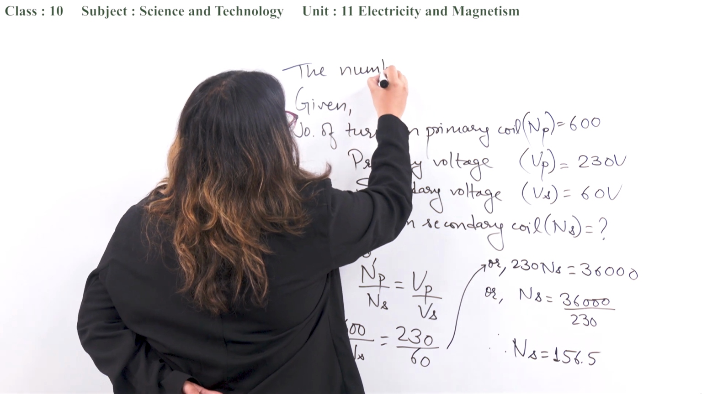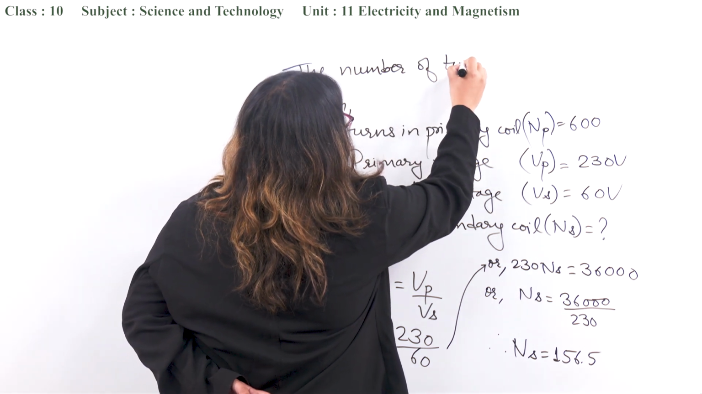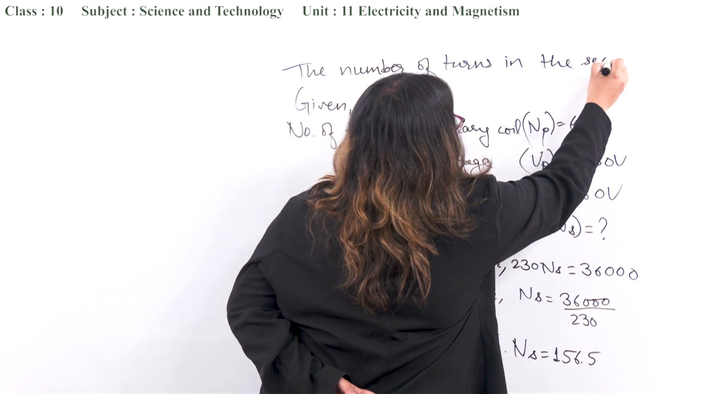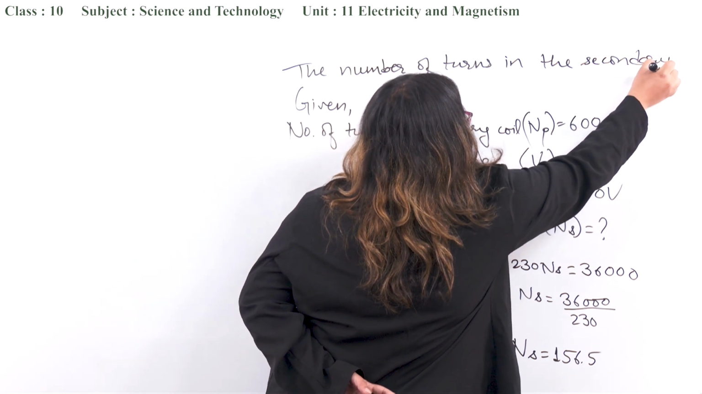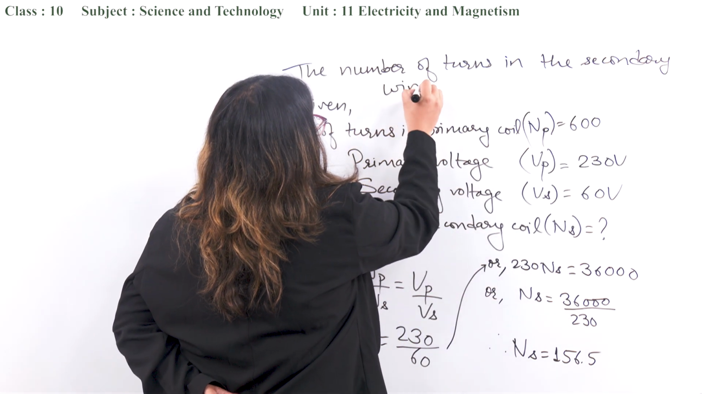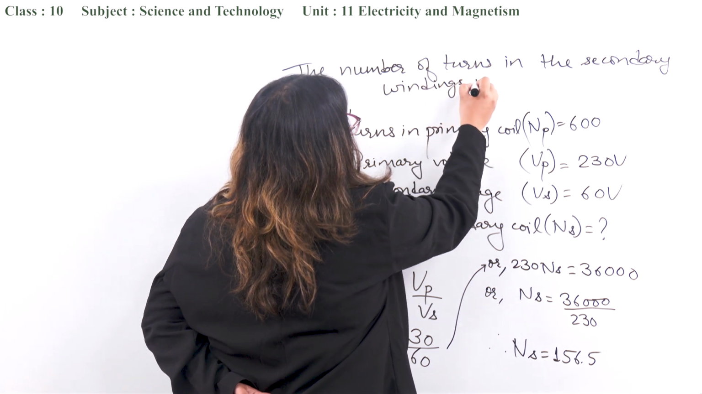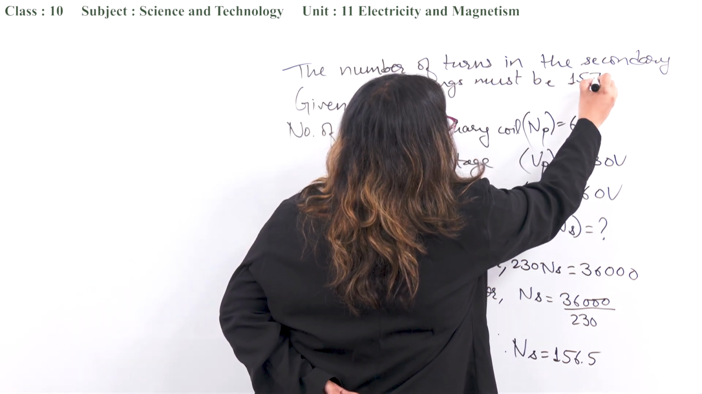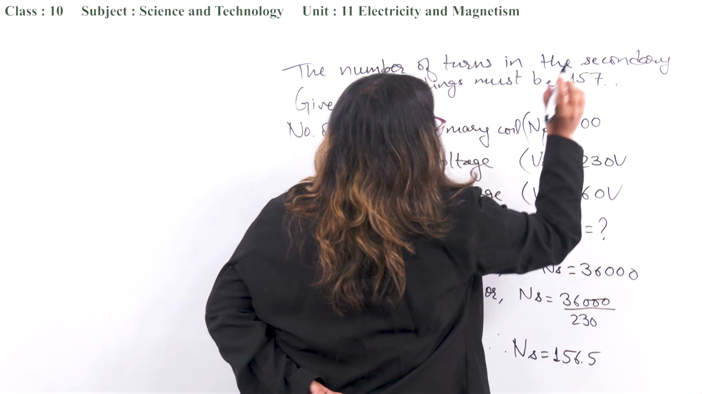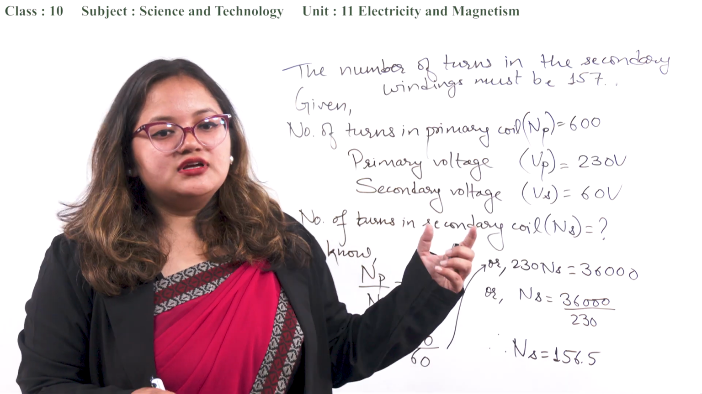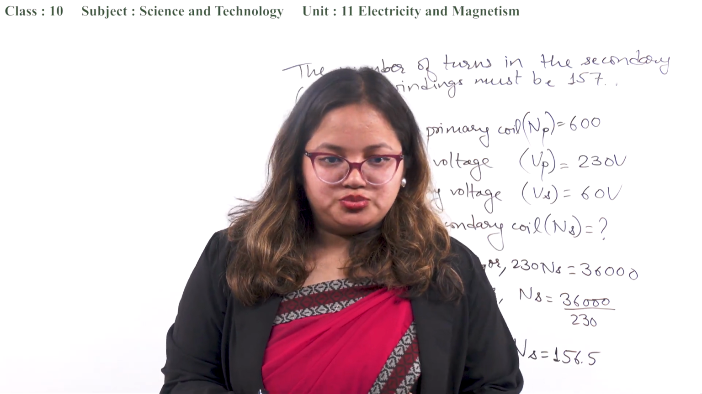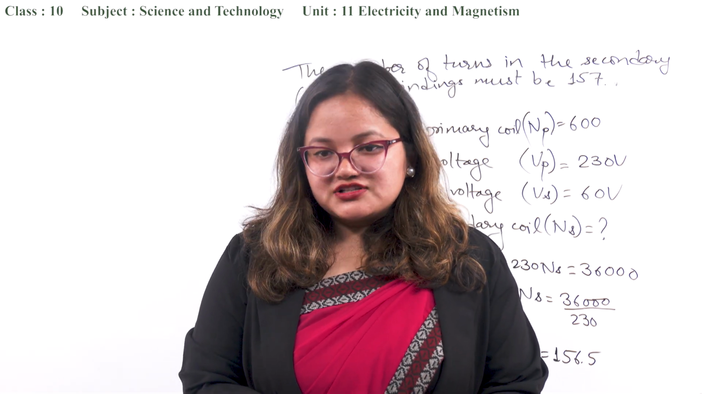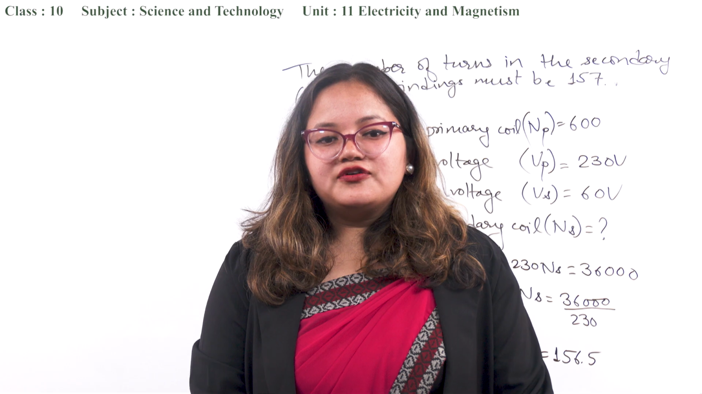the number of turns in the secondary windings must be 157, to get 60 volt output. So this is a simple numerical question related to transformer. Let's try to solve another one.